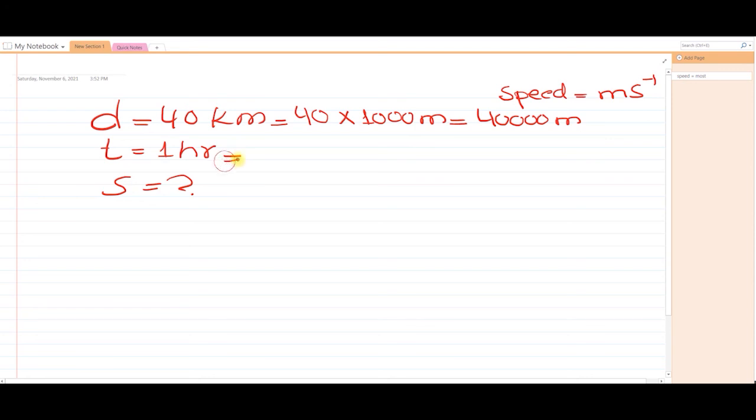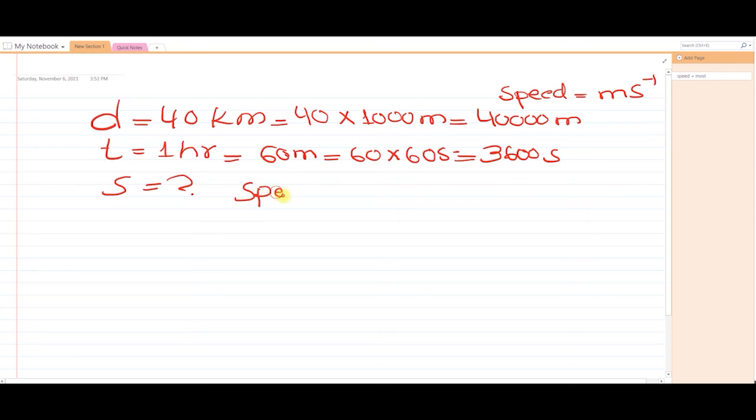And we need to change 1 hour into seconds. As you know, 1 hour is equal to 60 minutes, and then it is equal to 60 times 60 seconds, because every minute is equal to 60 seconds. And finally, we have 3600 seconds.